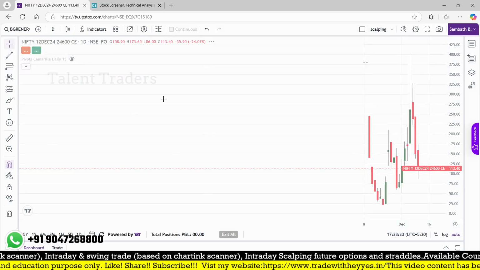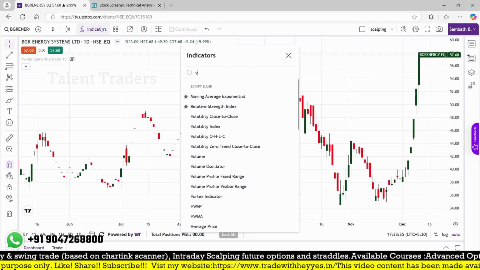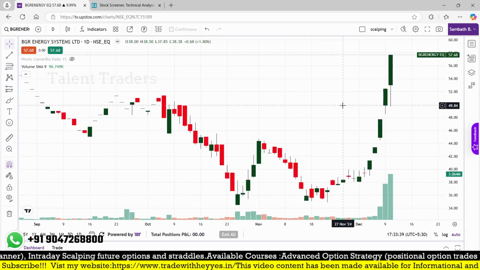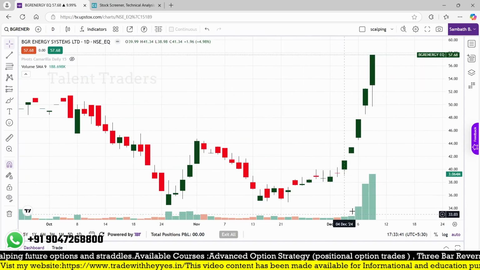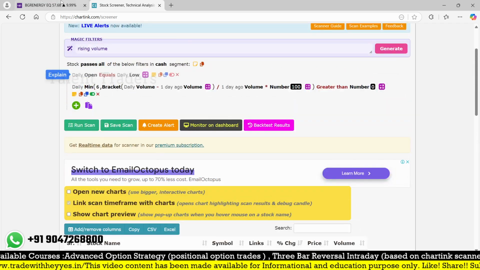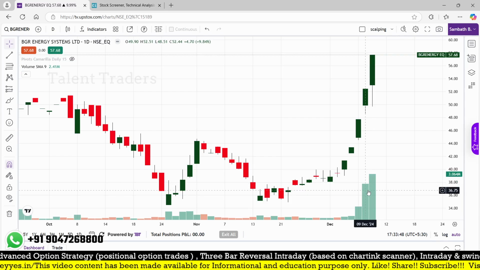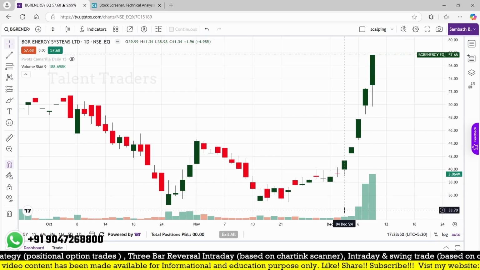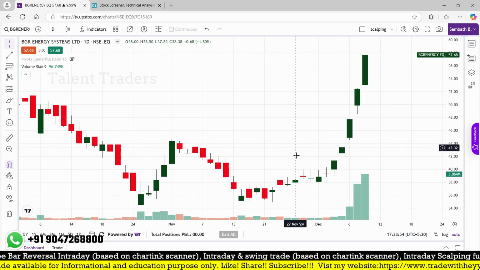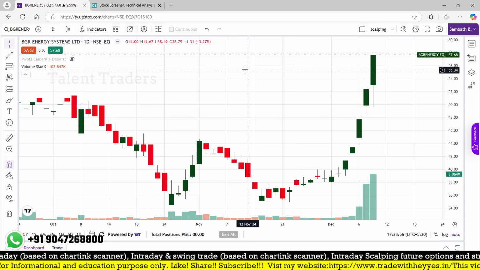BGR Energy. So let me add a volume. I'm adding. So you can look at this, it is cleanly showing you rising volume and how many days. That is comparing almost 5 days rising volume, 1, 2, 3, 4, 5. And even this is comparing 6 days rising volume, that would be easily filtered out with the scanner.